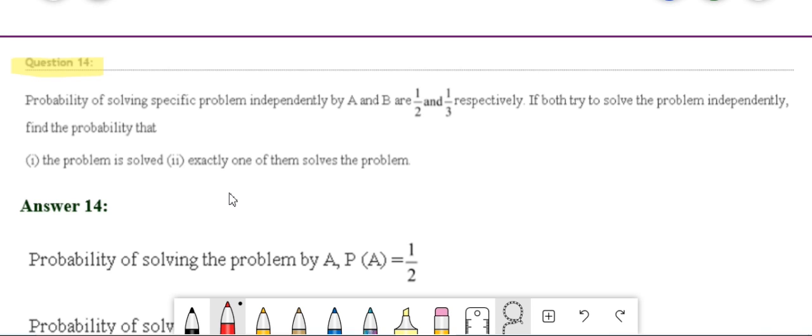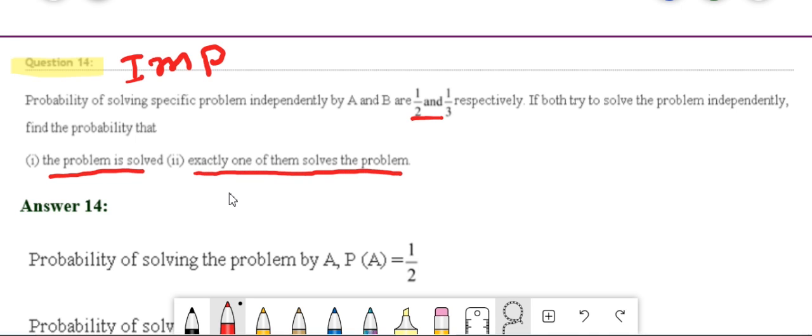Now, the probability of solving this is also very interesting and important for you. So kindly mark it as an important question from the exam point of view. The probability of solving a specified problem independently by A and B are 1 upon 2 and 1 upon 3 respectively. So P of A and P of B are available. If both try to solve the problem independently, find the probability that, first, the problem is solved; second, exactly one of them solves the problem.